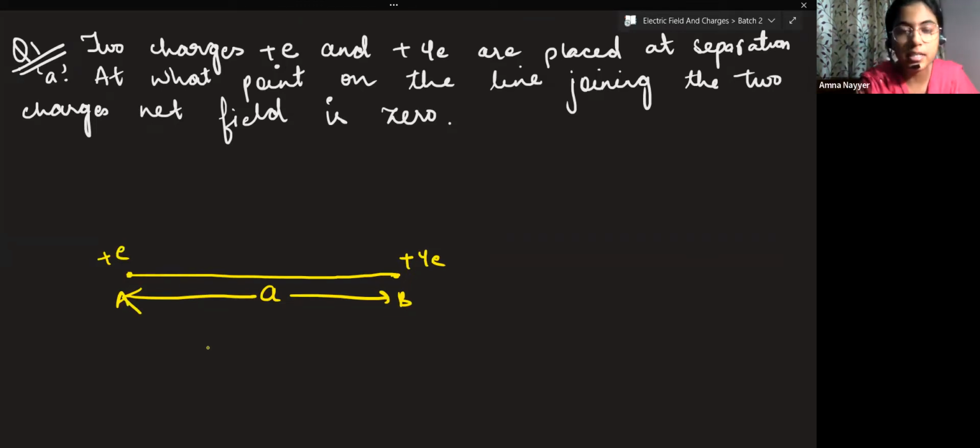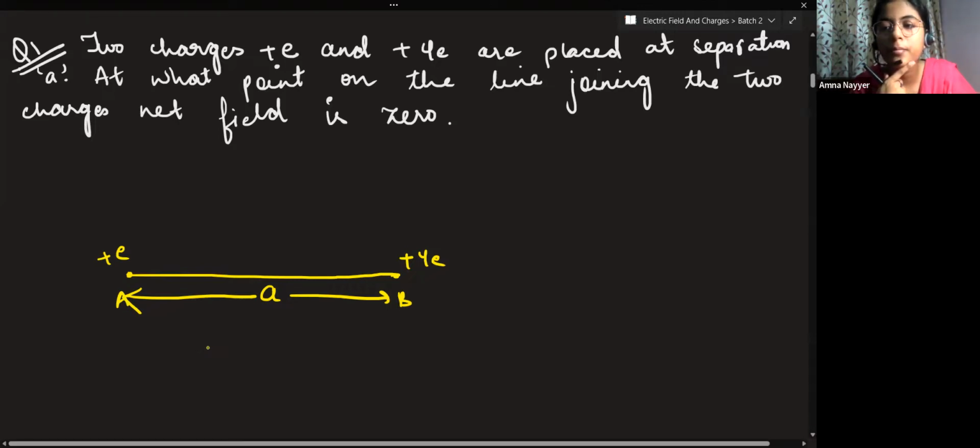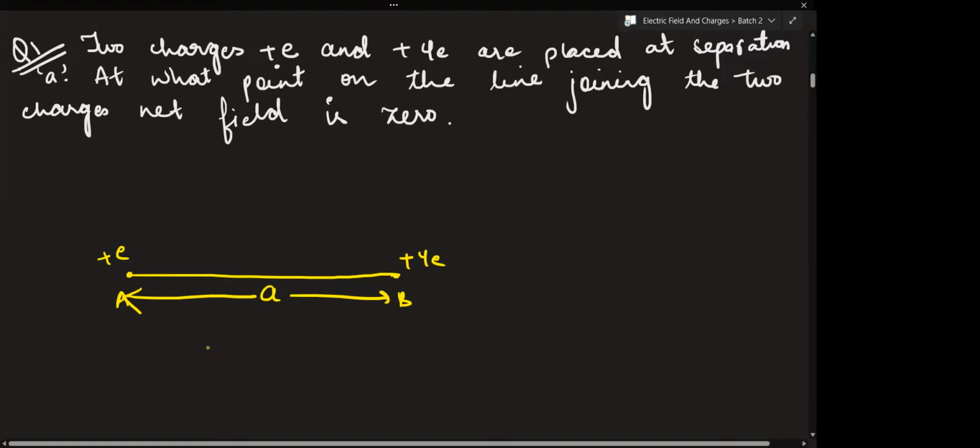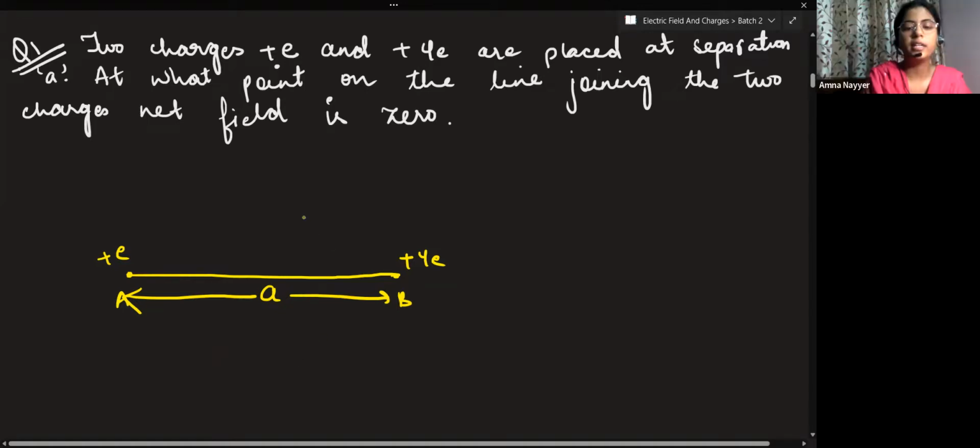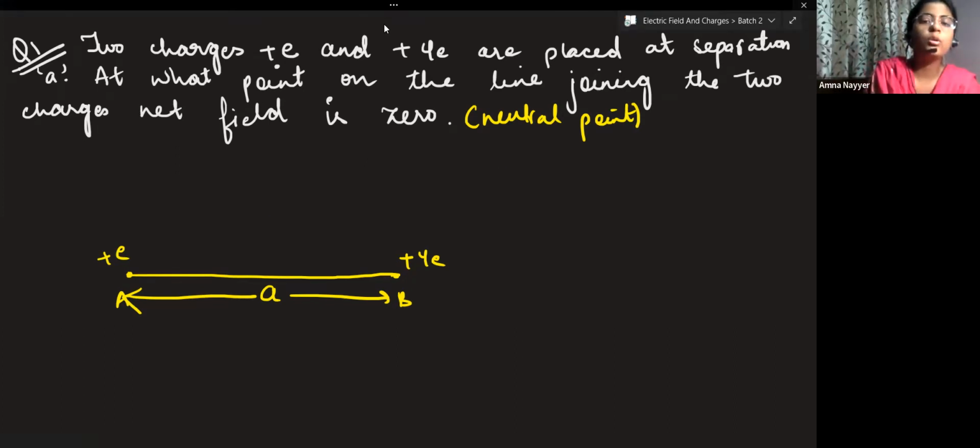Now the question says, at what point on the line joining the charges is the net field zero? I have told you a point where net field is zero. What is this point known as? Neutral point. Yes, Krishna, neutral point. So basically it is asking us to calculate the neutral point. It may happen in the examination that you can get a question directly on calculating the neutral point.